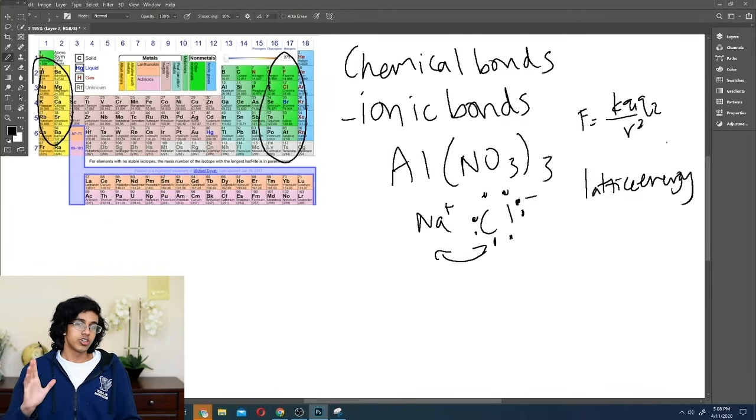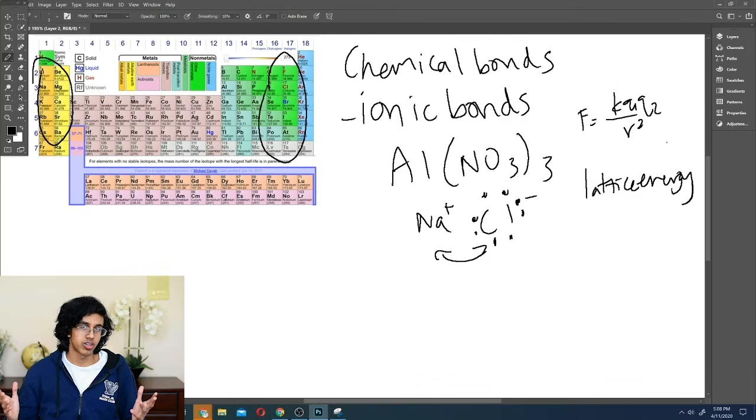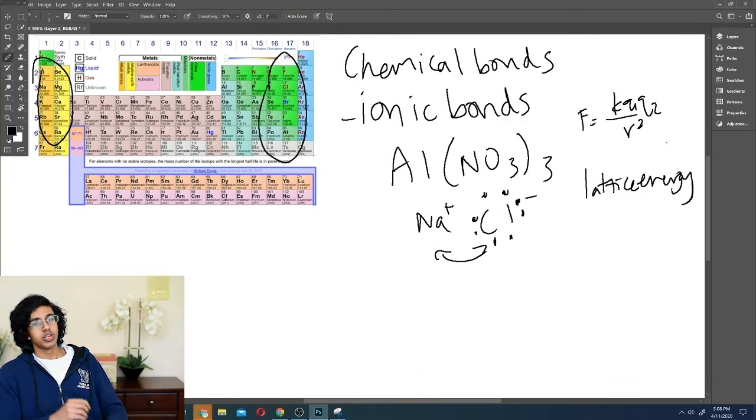The other thing you have to know is how distance affects it. If you bring two ions farther apart, they exert less force on each other, which is why it's in the denominator, and that makes sense, right? If you bring two magnets really close together, they push each other out faster. So it's basically the same concept. Know this: increasing charge means increased lattice energy, decreasing radius means increased lattice energy.